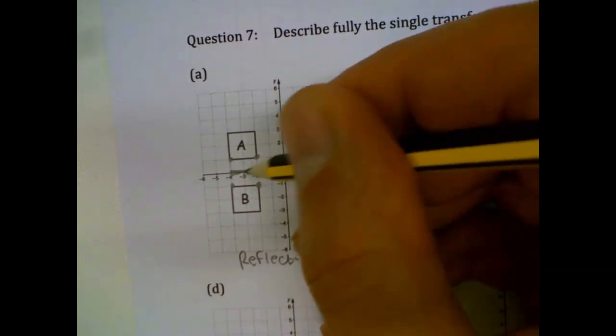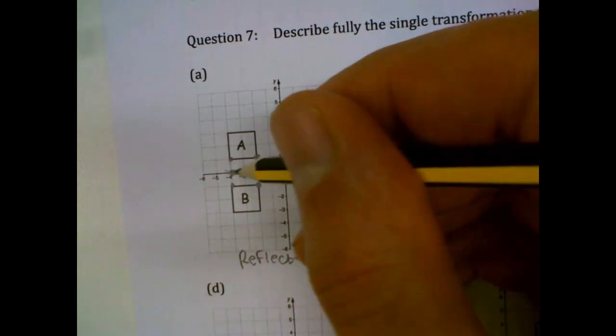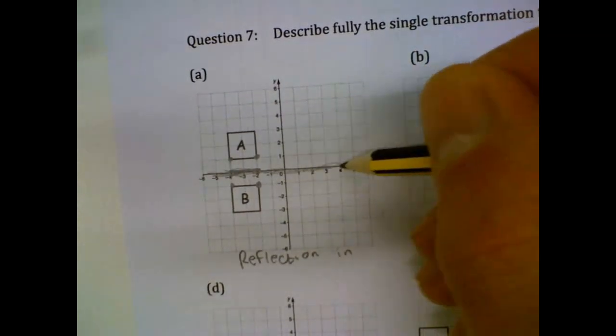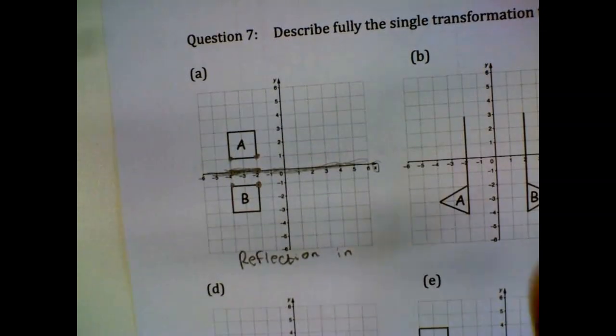So we see these 2 points now. You only need 2 points to draw a straight line. They are the mirror line. And what is that mirror line? On this occasion, the mirror line is the x-axis.